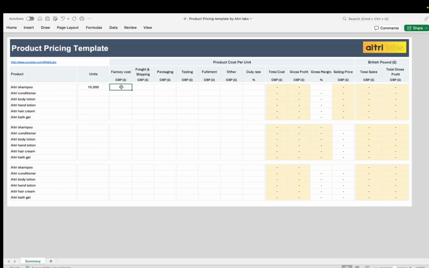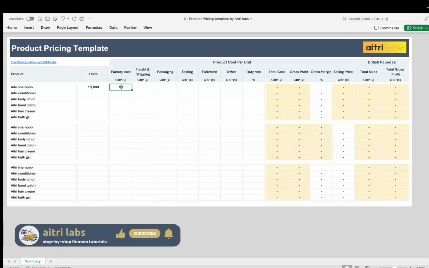The next is my factory cost. So this is the cost that my manufacturers have charged me per unit. If you'd like to learn a bit more about manufacturing cost, meaning your bulk material cost, direct labor, or any other direct cost, check out the link in the description below for that video. All my factory cost per unit is £1.50. Next is freight and shipping, and this is 15p.